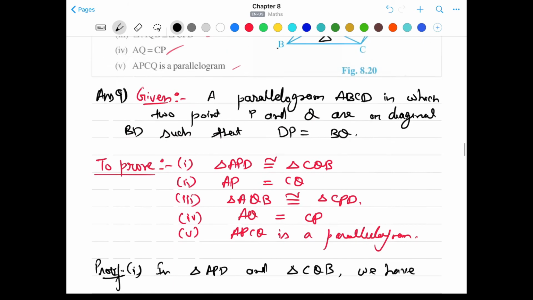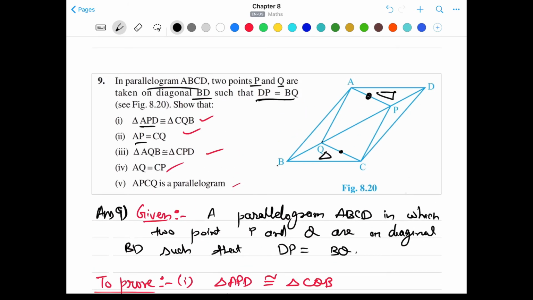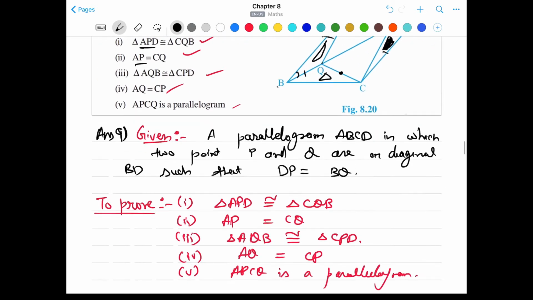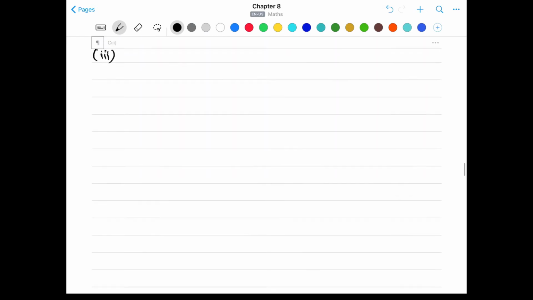Now come to the third one. We have to prove that triangle AQB and CPD, these two triangles, are congruent. Again in a similar way we are going to prove this. The opposite sides AB and CD will be equal because they are opposite sides of parallelogram ABCD. Then BQ and DP are already given equal, so we got two sides and then the included angle. These will be equal because AB and CD are parallel and BD is a transversal, so they are alternate interior angles.